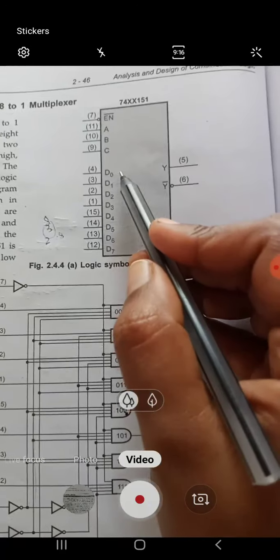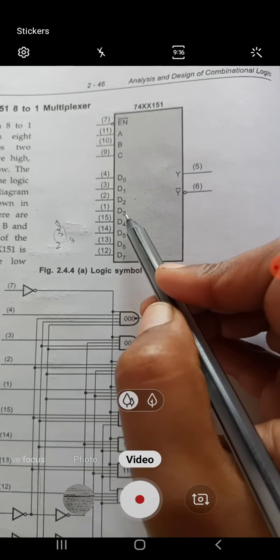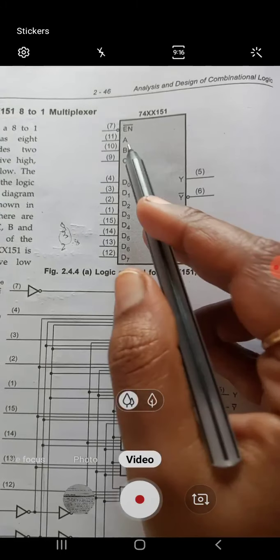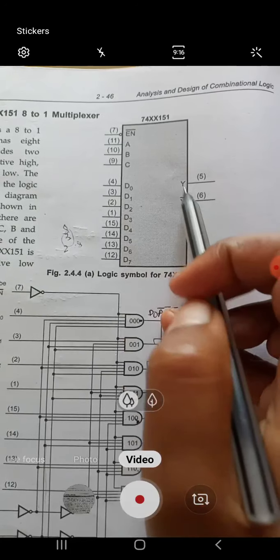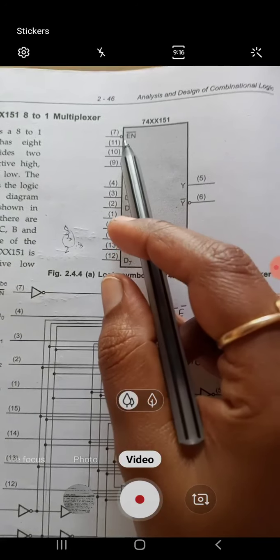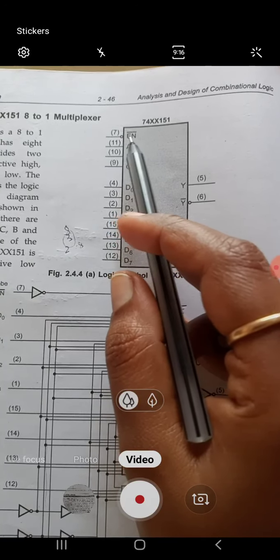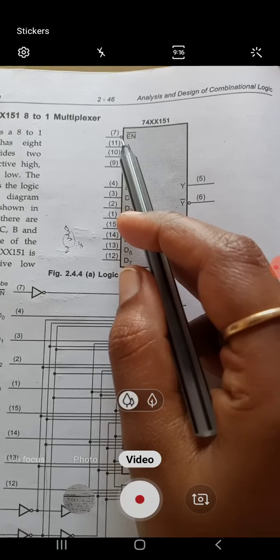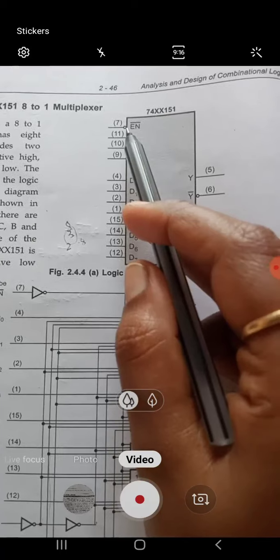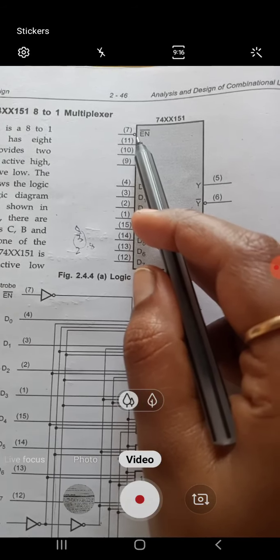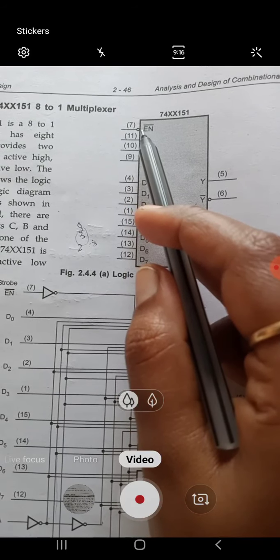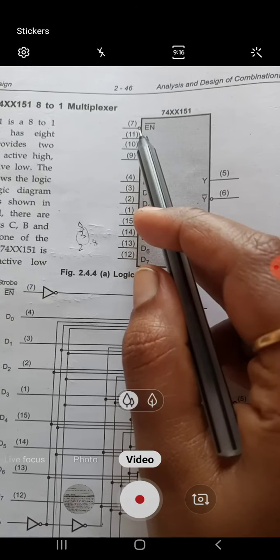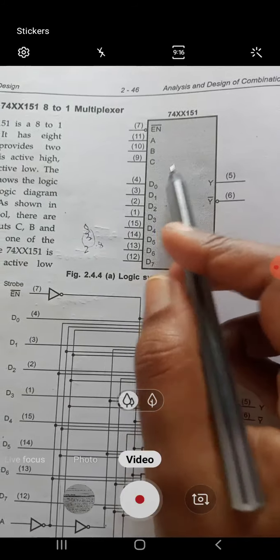So what are the inputs? D0, D1, D2, D3, D4, D5, D6 and D7. These are the inputs. These are the select lines, these are the outputs, and you need to have one enable pin. What is that? EN bar. Why have I written a bar? Because this is active low. You have to be careful with this symbol especially. It is with a NOT gate, so it is not active with logic 1. This is active with logic 0. You always have to remember this.